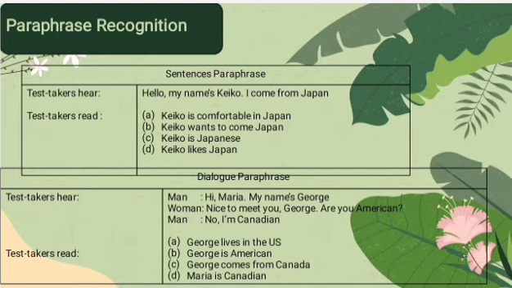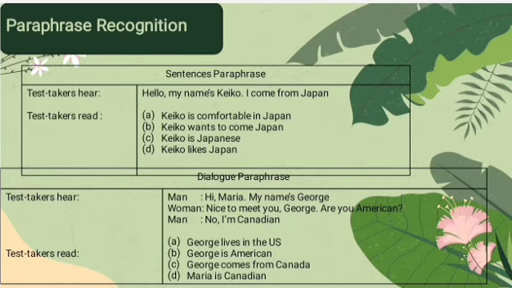There is a dialogue between a man and a woman. The man says, "Hi Maria, my name's George." And the woman says, "Nice to meet you, George. Are you American?" And the man says, "No, I'm Canadian."